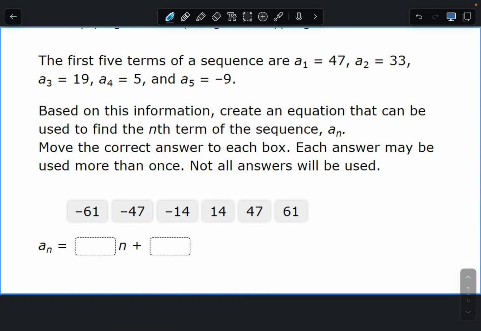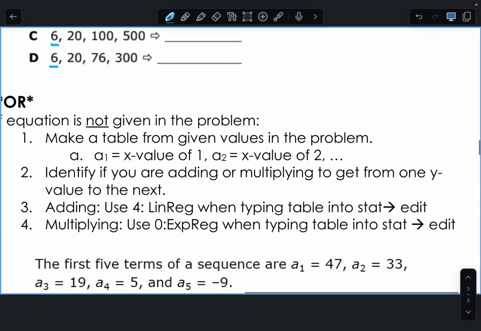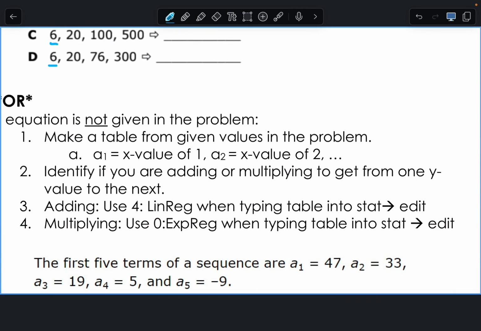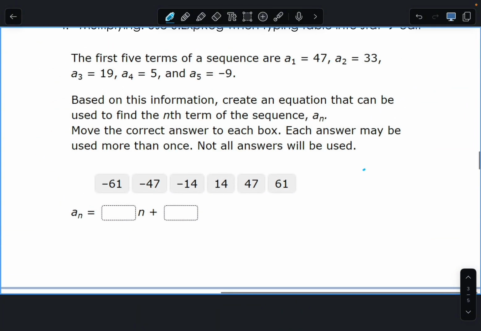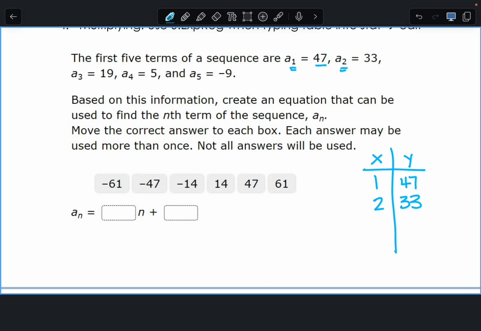Okay? Look at step number 1. It says make a table from the given values. Okay? You can create an X and a Y table. The first number in the sequence is 47. The second number in the sequence is 33, then 19, 5, then -9. Okay?